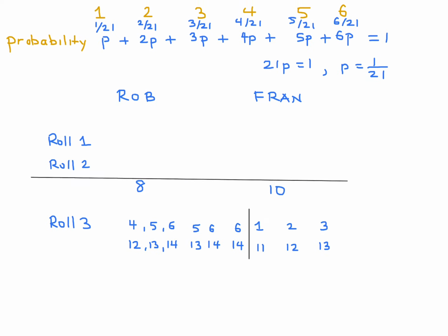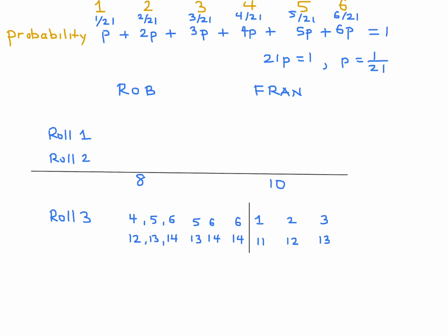So now we have to figure out what is the probability of all those scenarios. So let's talk about this. The probability of her rolling a 1, look up there, is 1 over 21.